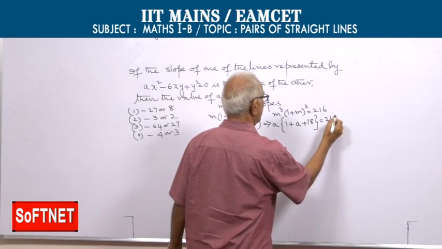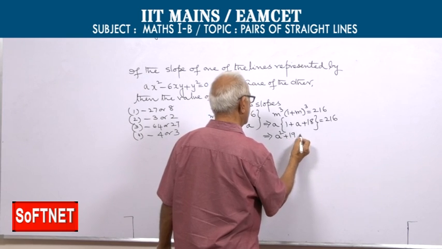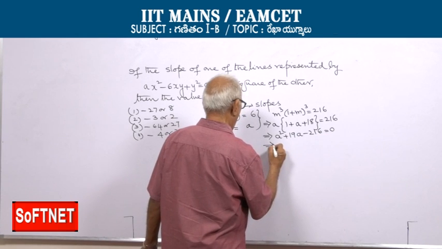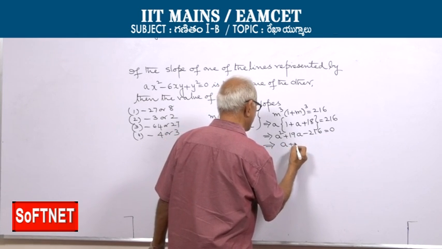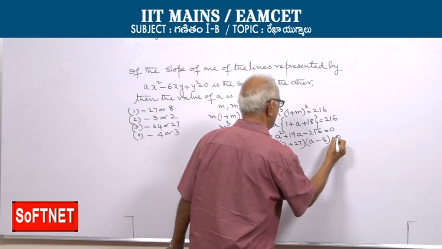is equal to 216. a square plus 19a minus 216 equal to 0. a plus 27 factors a minus 8.